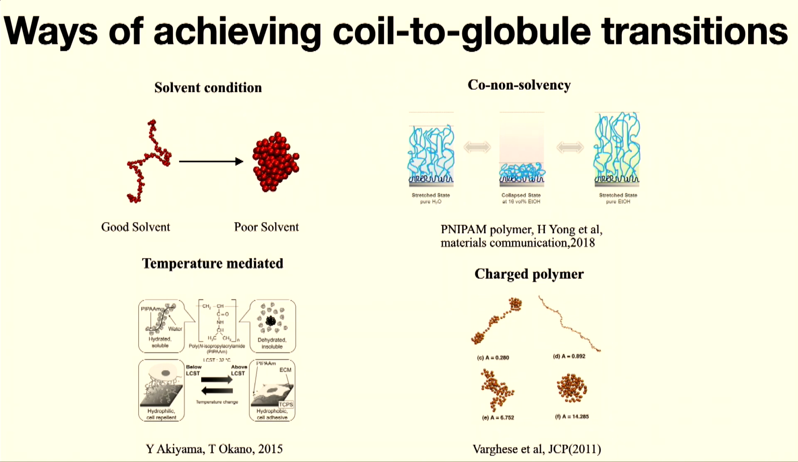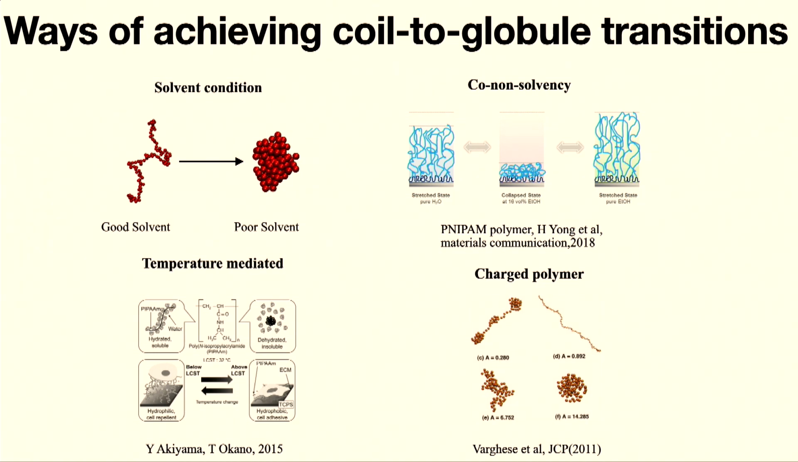Then co-nonsolvency is another way we can get a coil-to-globule transition, where a single polymer chain is miscible, or in good solvent condition, for type 1 solvent and individually for type 2 as well, but the mixture of type 1 and type 2 can give rise to a poor solvent condition and will make the chain collapse. This phenomenon is known as co-nonsolvency.